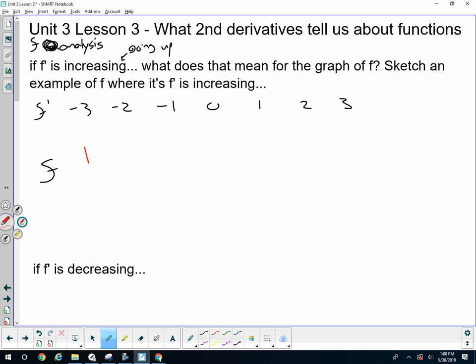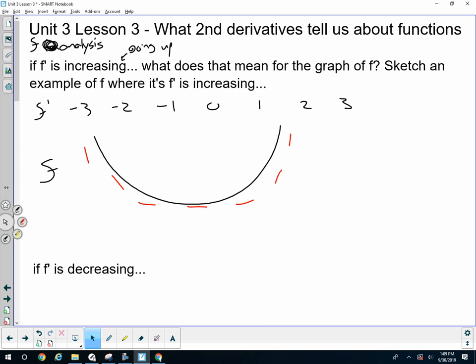So tangent slopes are -3, -2, -1, 0, 1, 2, 3. Right? We can see F would look like this. Its tangent slopes are increasing. More negative, less negative, less negative, 0. A little bit positive, more positive, right? Does that make sense? Okay. Now, discuss with your neighbors.